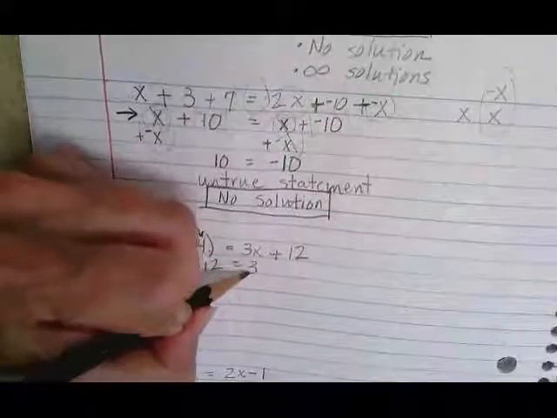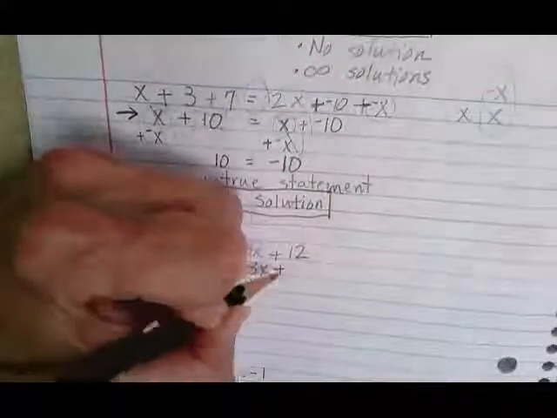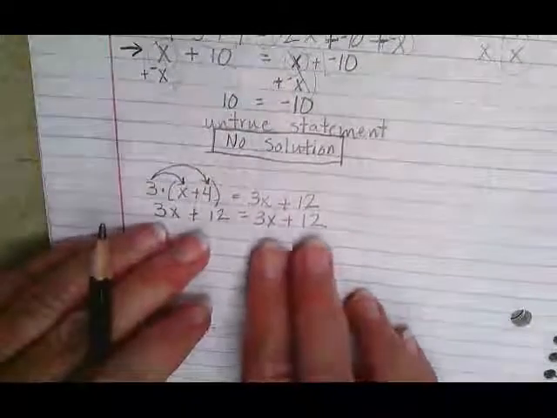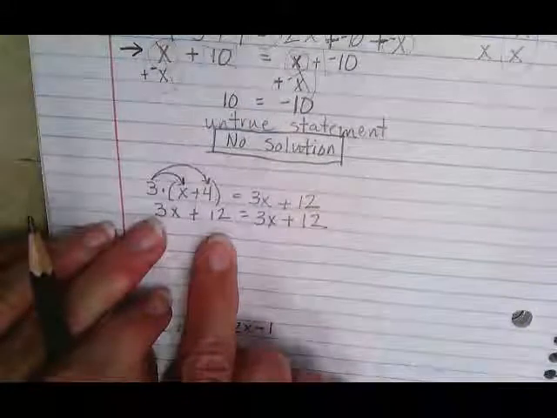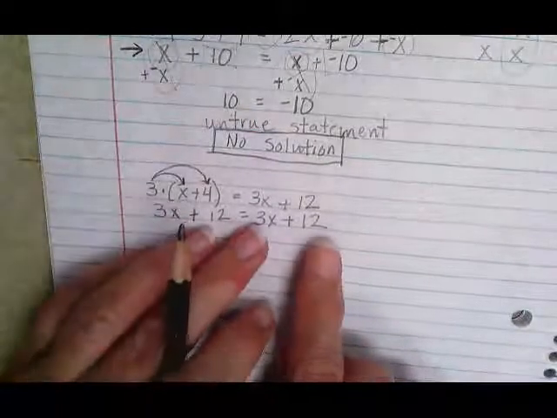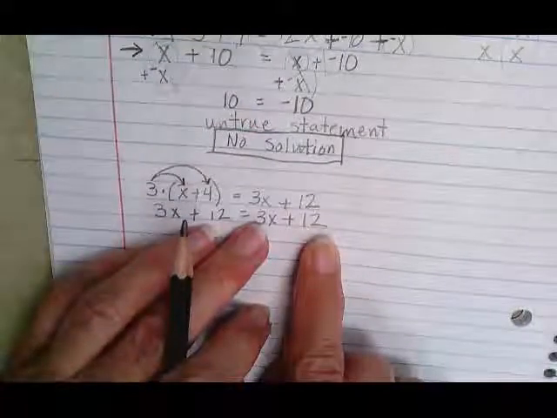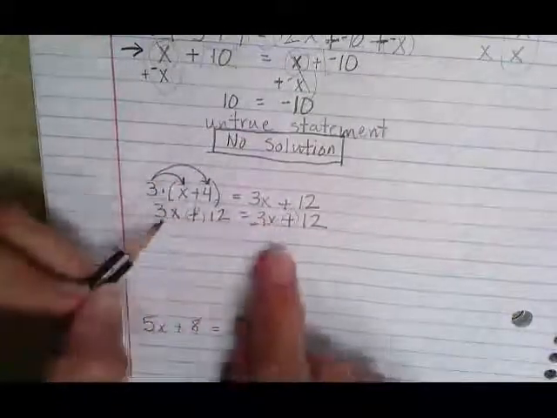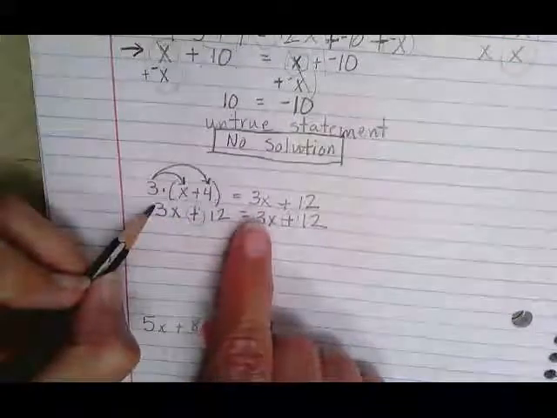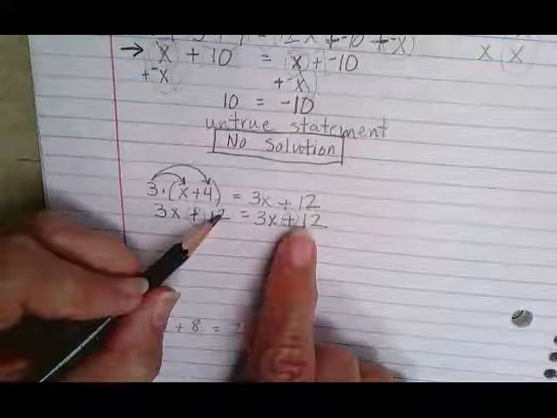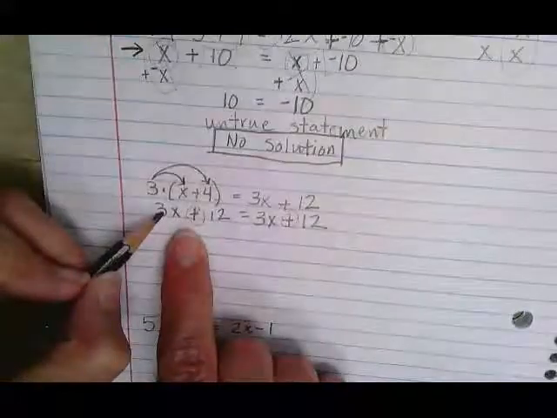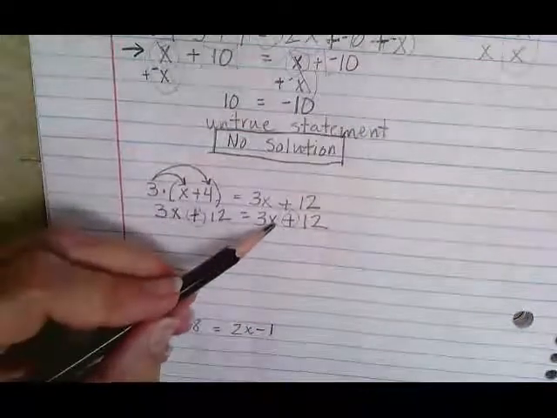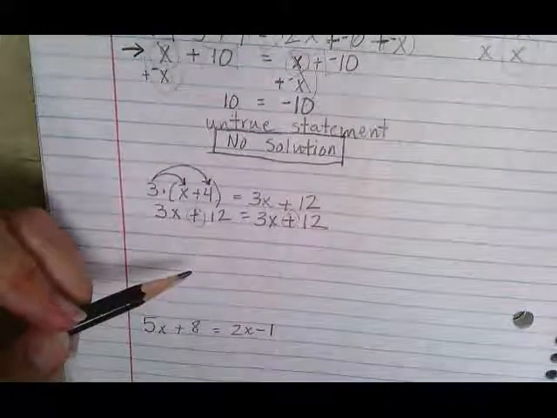On the other side, I have 3x and I have a 12. At this point, I can see that everything on the left-hand side is exactly the same as the right-hand side. My operations are the same. The values, the positive or negatives on each of the terms, is the same. That means that no matter what I put in for x, it's going to be a true statement.